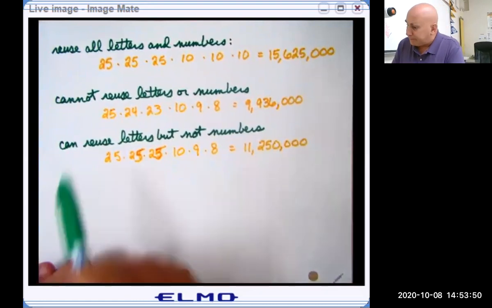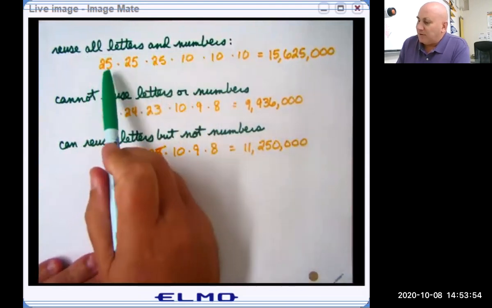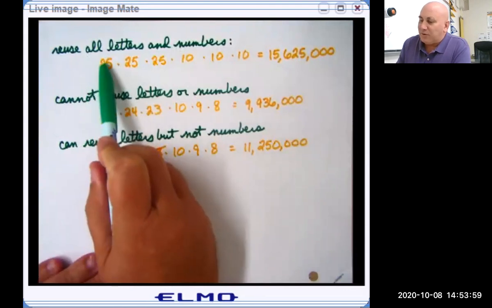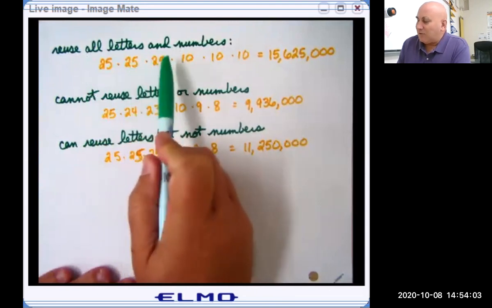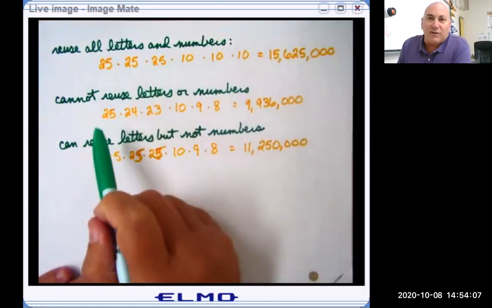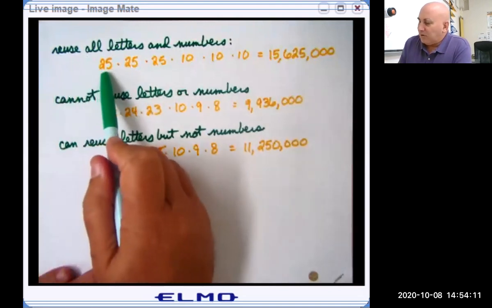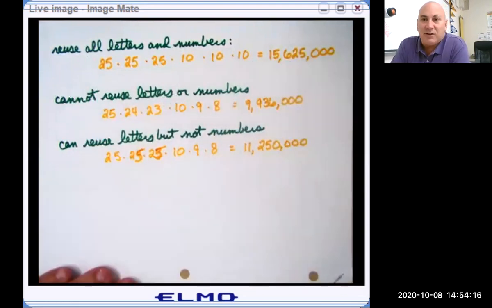How about you? So let's say we can reuse all the letters and the numbers. That means you have 25 letters you could choose for the first one. For each one of those, you have 25 letters you could choose for the second one, and 25 for the third, and then the 10 numbers. So according to the fundamental counting principle, the way this can occur in sequence, you just multiply the numbers together, and there are over 15 million license plates if you do it that way.